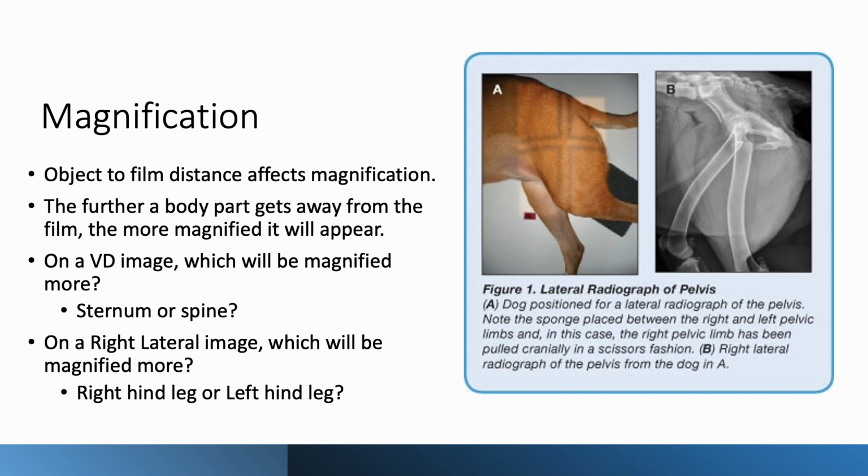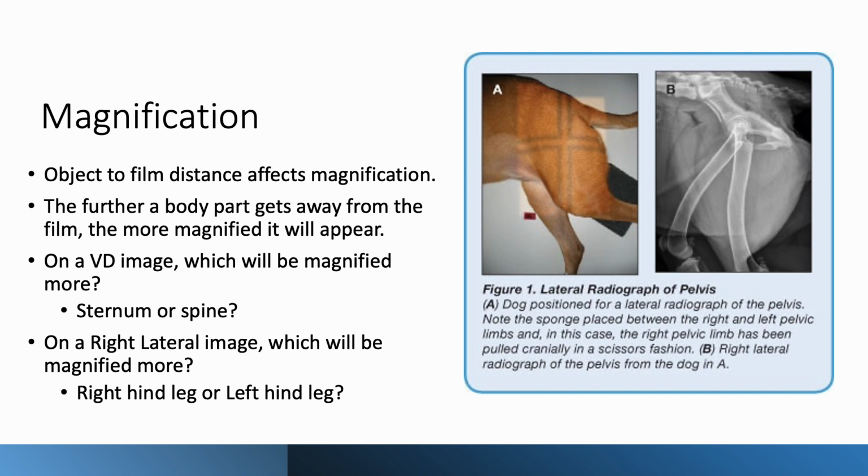So on a VD image, which will be magnified more, the sternum or the spine? Hopefully you said the sternum. The sternum is further away from the film because the patient is on their back in a VD, and so the sternum will appear more magnified.